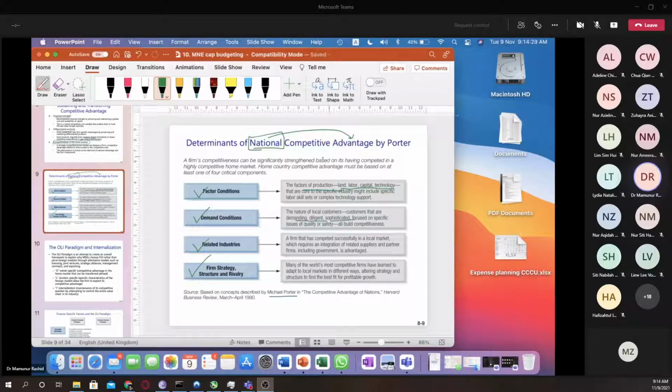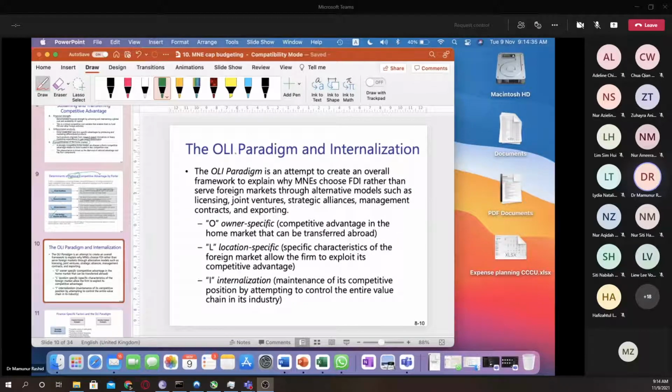So this is Michael E. Porter's national competitive advantage. Next one is another example. We call it OLI. The OLI framework was initially given by Dunning, D-U-N-N-I-N-G. Professor Dunning talked about the OLI paradigm, which is basically owner-specific, location-specific, internalization. So these are the 3 OLI. Let us discuss the OLI paradigm.